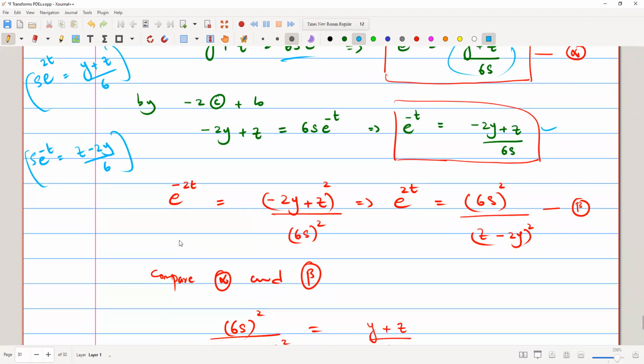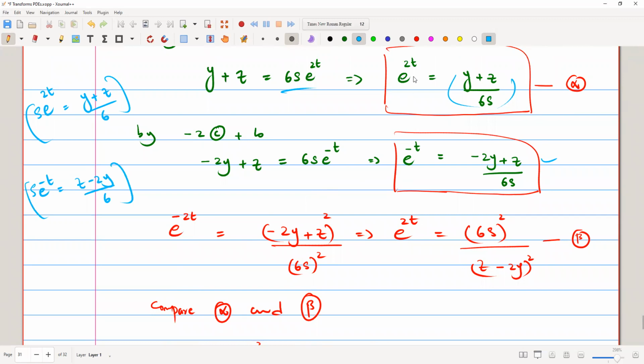And here we can see e to the power negative 2t. From here, we see the power negative t, so we square both sides, because it's e to the power negative t, and we get a square on the right and left side. Then if we flip these, we get e to the power 2t equals (6s) whole squared over (z minus 2y) whole squared.